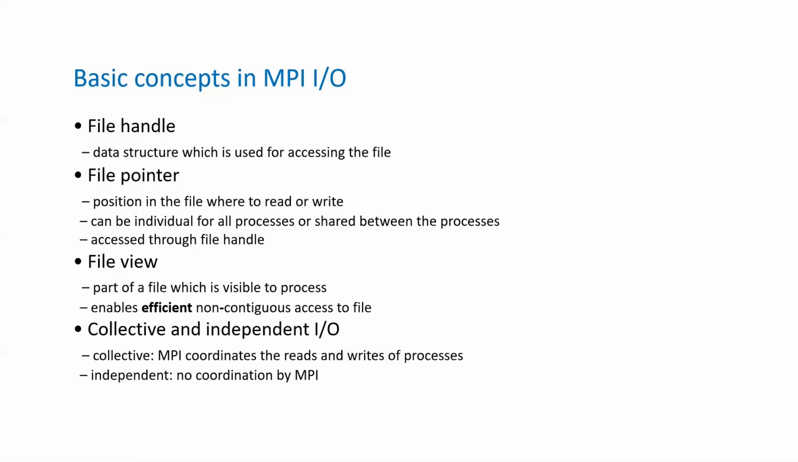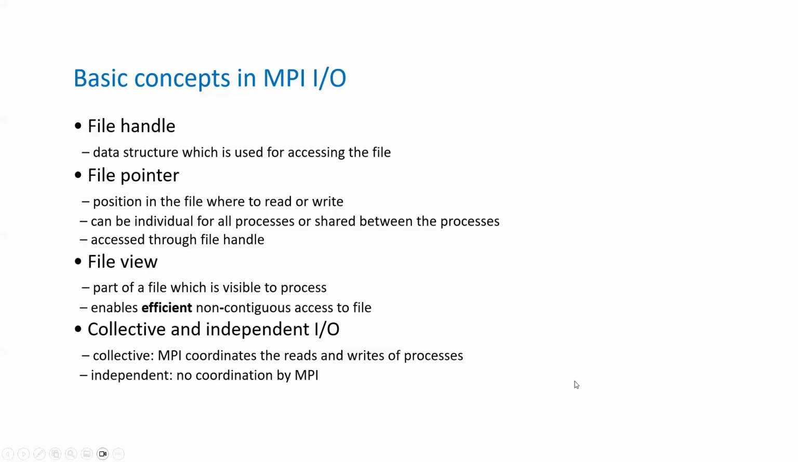That will involve a function call for each process to understand where to start to read or to write. The file pointer can be individual for each process or shared between the processes. It can be accessed through the file handle. And then the other concept is the file view, which is the part we'll cover today. A file view is the part of a file which is visible to a process, so it enables efficient non-contiguous access to a file.